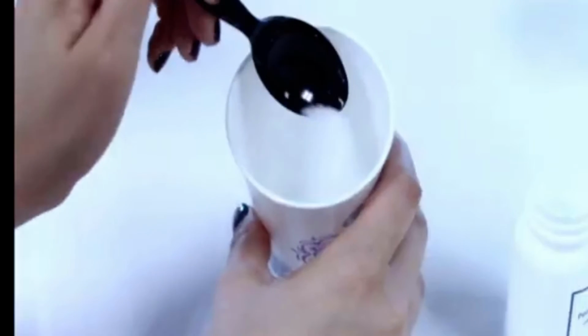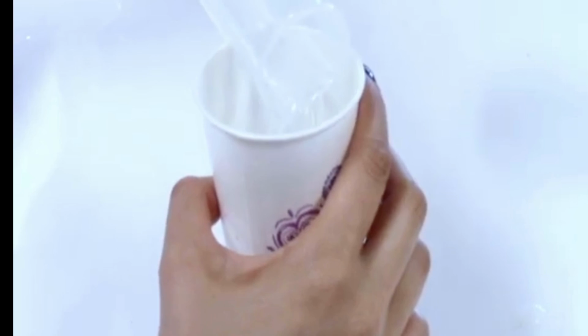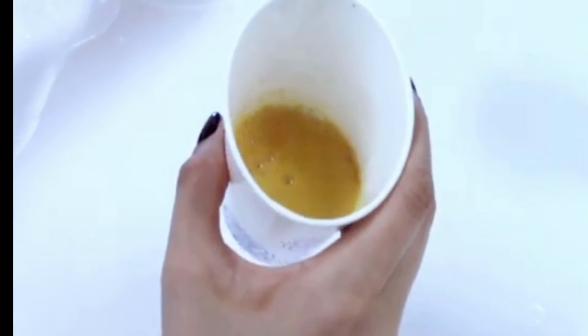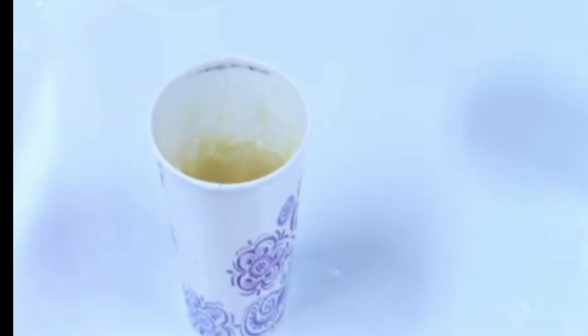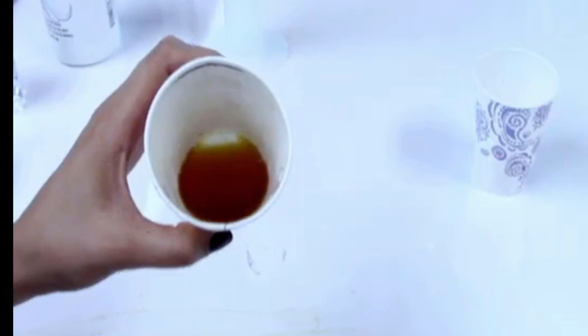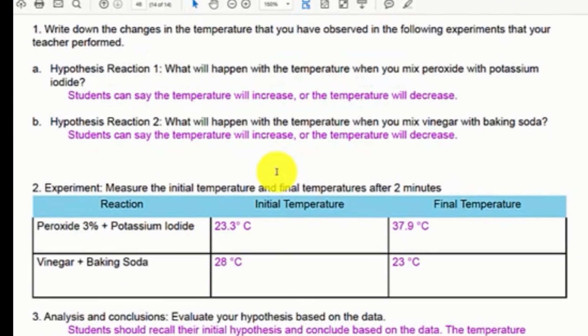Mix less than 1 tablespoon of potassium iodide and 3% of hydrogen peroxide, and ask students to measure the initial temperature. Wait for around 3 minutes, and when there is no reaction happening, ask students to measure the final temperature. They should register the initial and final temperature on the table for worksheet 3B, activity 3, thermal energy.